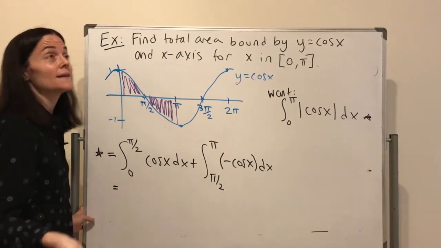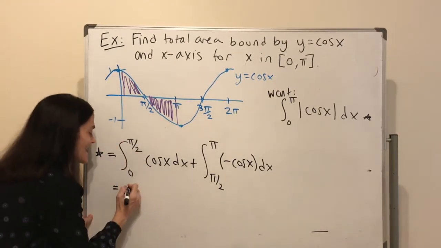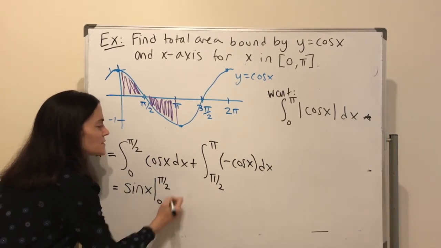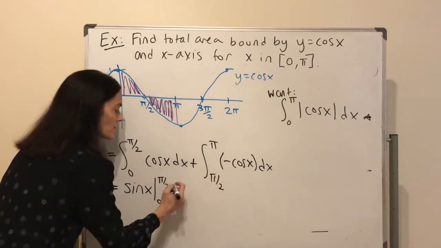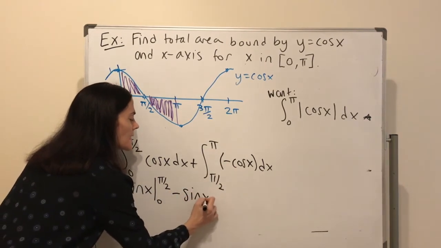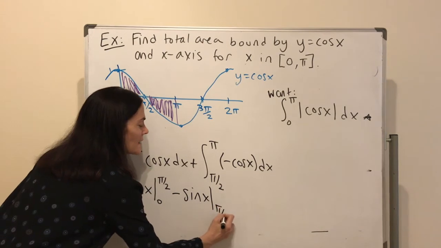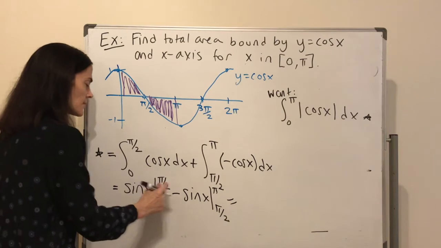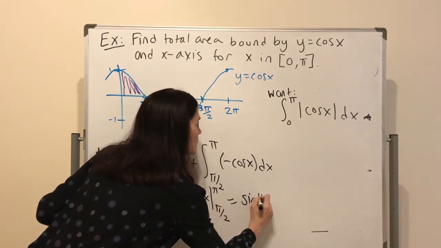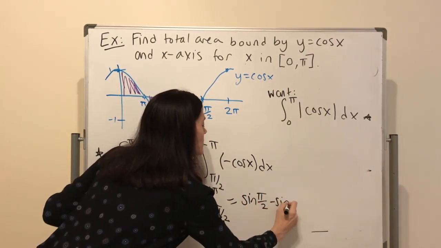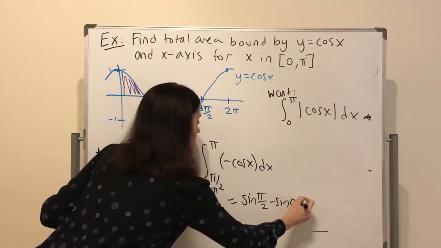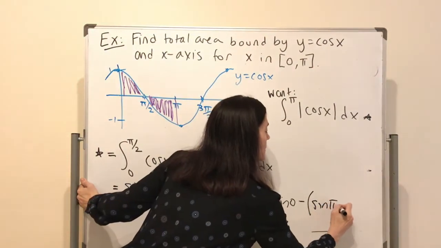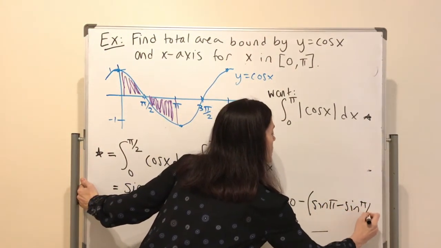We integrate cosine, we get positive sine. So this is sine x evaluated between 0 and pi over 2. And then here we have a negative cosine. This would be minus sine x evaluated between pi over 2 and pi. So here this would be sine pi over 2 minus sine 0, and then subtract, we have sine pi minus sine pi over 2.